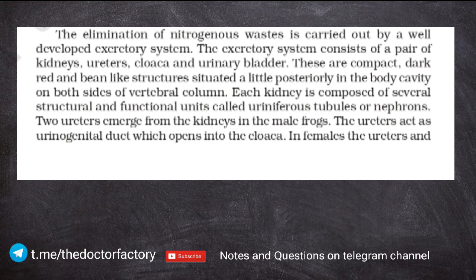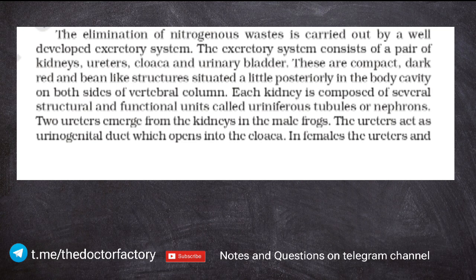These are compact, dark red and bean-like structures situated a little posteriorly in the body cavity on both sides of the vertebral column. Each kidney is composed of several structural and functional units called uriniferous tubules or nephrons.